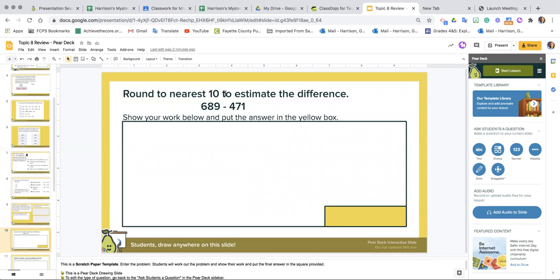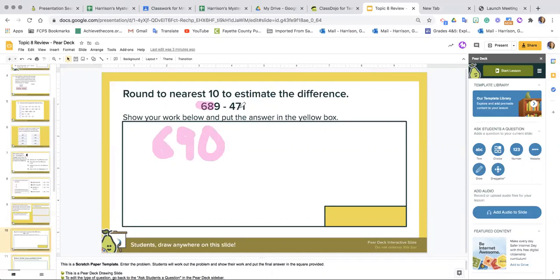Lastly, round to the nearest 10 to estimate the difference. So within this one, I think about this, and we've talked about this. How many tens is in 689? So there are actually 68 tens. So we have to decide, should this round to 68 tens or should it round up to 69 tens? Well, because the 9 is very much closer to the next 10, we would round up. So it would be 69 tens, which would be 690. That's what it would round to.